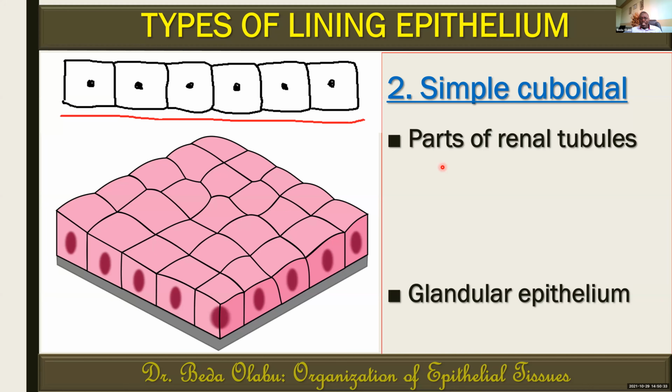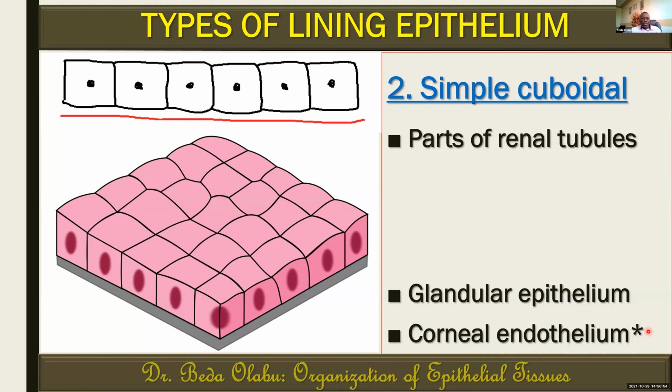We also find it in glandular epithelium. This is the epithelium that forms glands. So basically, that is not necessarily lining epithelium, but most glandular epithelium will have simple cuboidal epithelium.